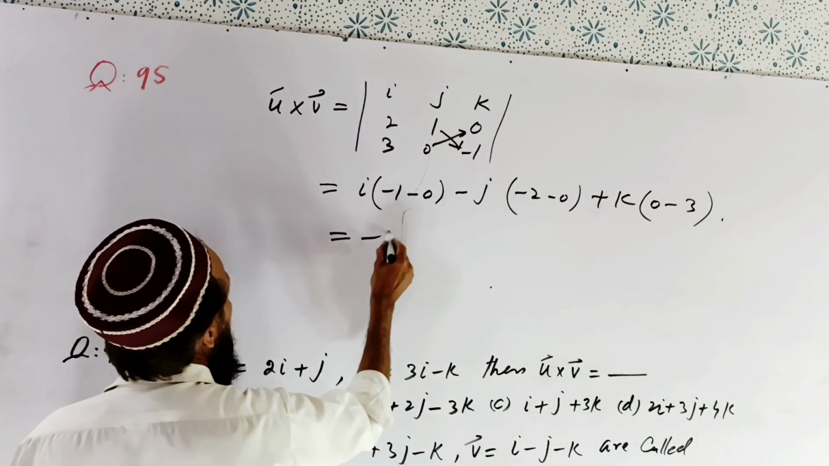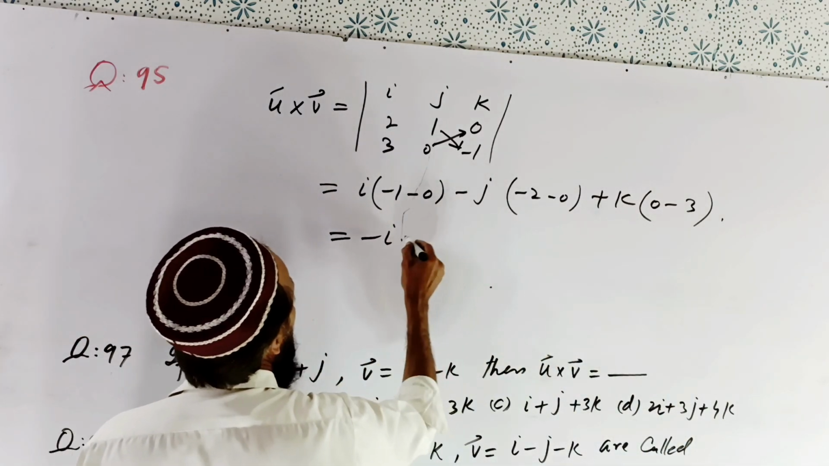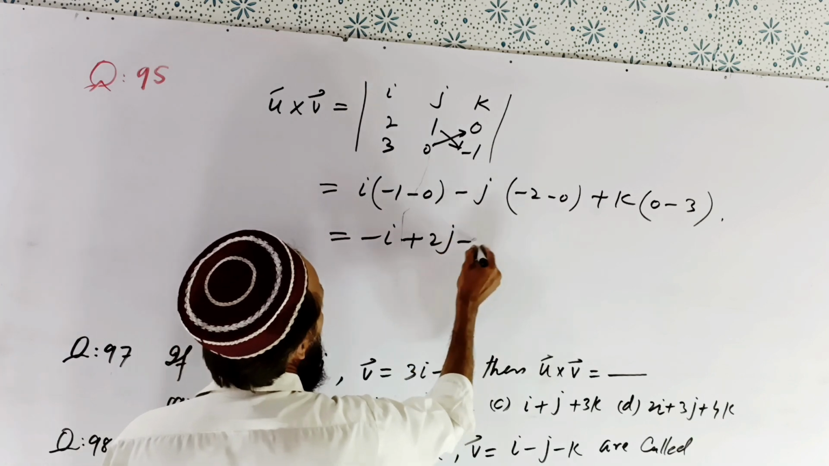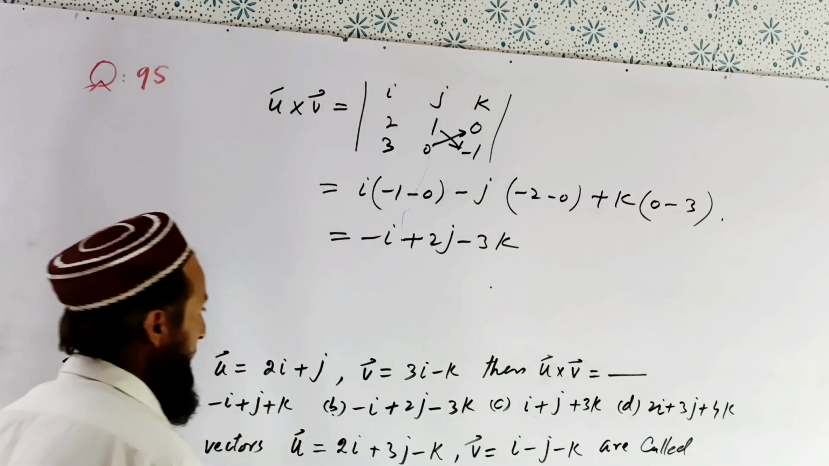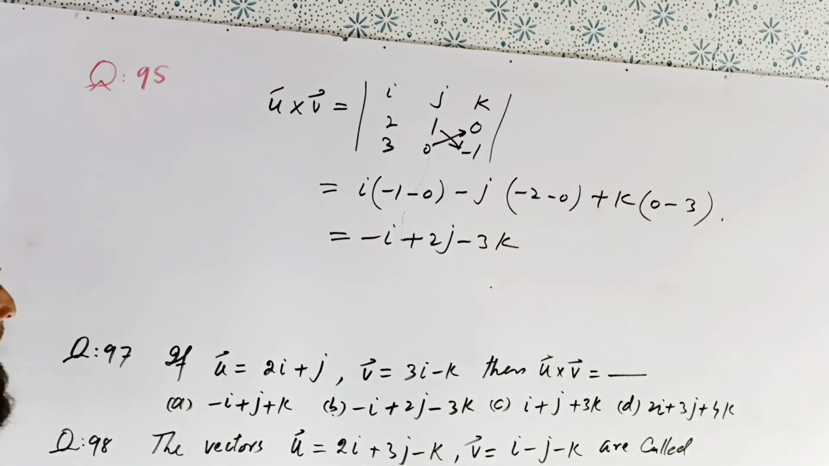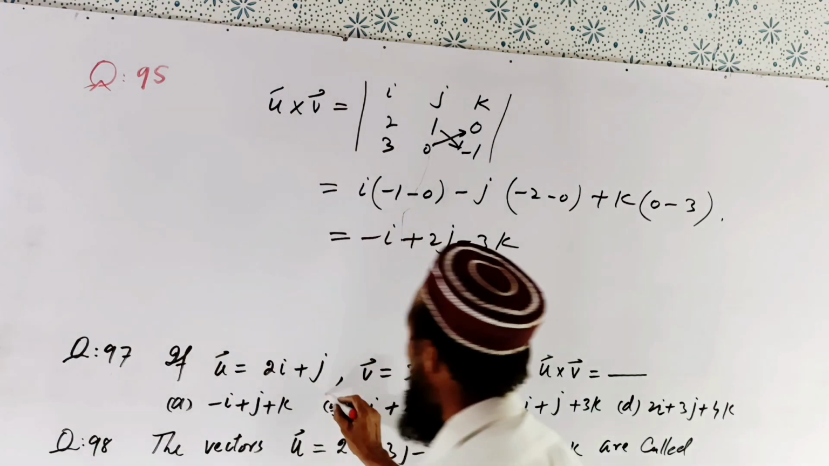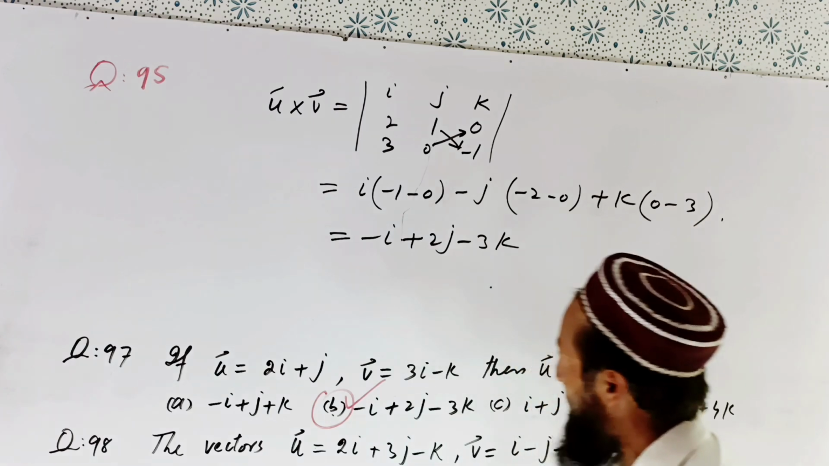So we calculate minus alpha, this will be plus 2j and minus 3k. Now minus i plus 2j minus 3k. If we check the answer here, the correct answer is B.